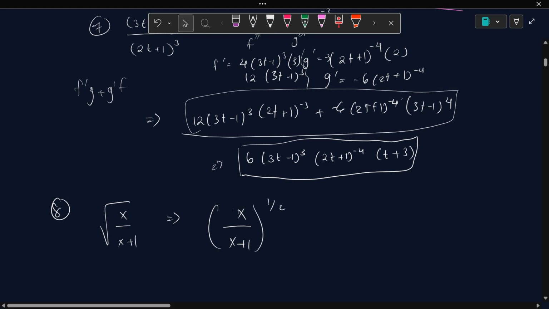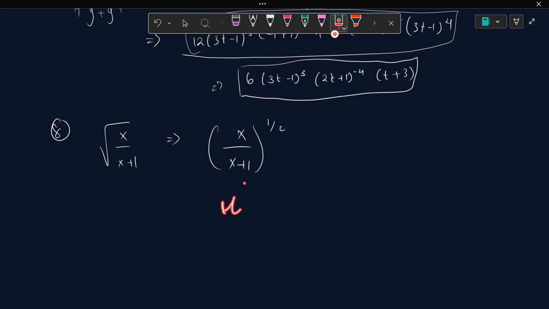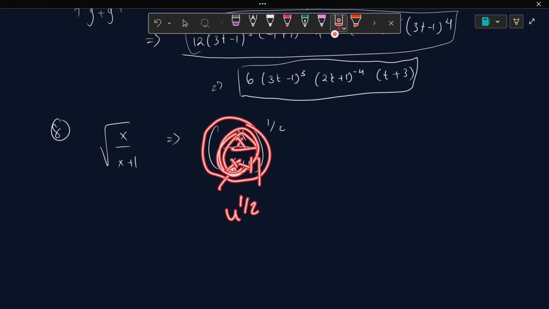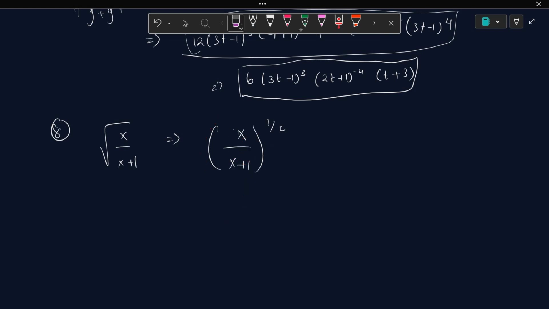Now this is basically a chain rule as well, because you have u to the power of one half, which is your outer function, and this right here, x over x plus 1, is your inside function. Alright, so now let's take the derivative of this one, so that becomes one half (x/(x+1))^(-1/2), and now we're going to take the derivative of the inside function.